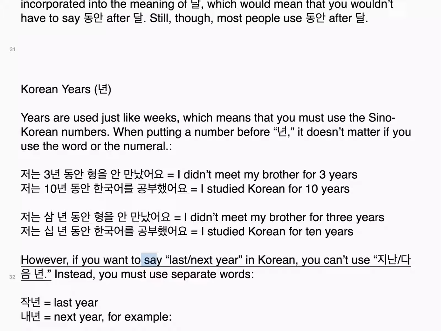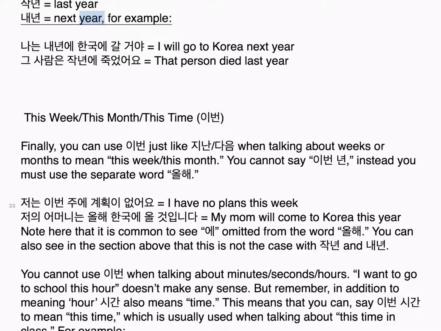However, if you want to say last year or next year in Korean, you can't choose 지난 or 다음 with 년. Instead, you must use separate words: 작년, last year, and 내년, next year. For example, 나는 내년에 한국에 갈 거야. I will go to Korea next year. 그 사람은 작년에 죽었어요. That person died last year.